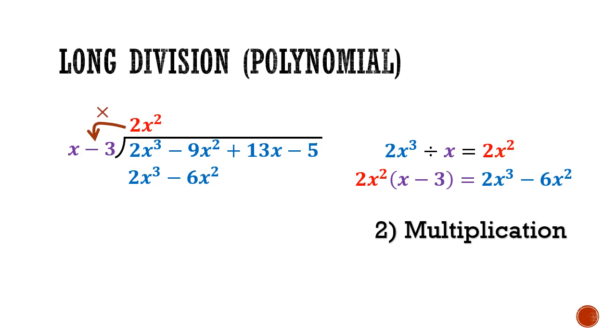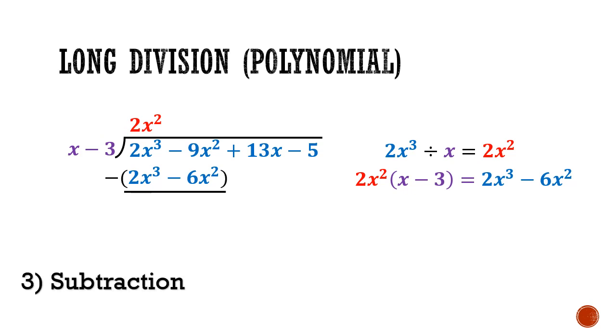Step 3, we will subtract 2x cubed minus 6x squared from 2x cubed minus 9x squared. The 2x cubes will cancel each other out. Minus 9x squared minus negative 6x squared gives us negative 3x squared. Lastly, we bring 13x down, and we will repeat step 1 again.